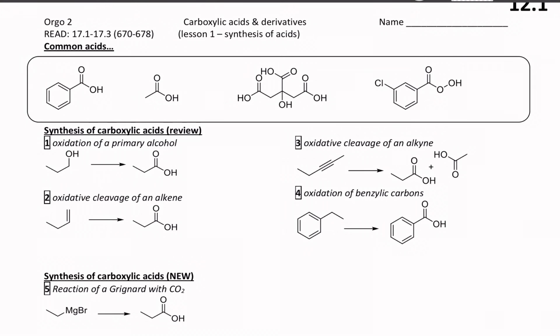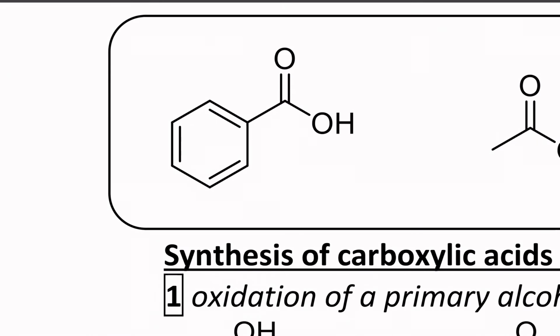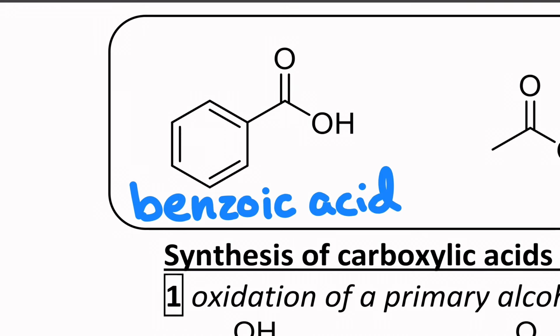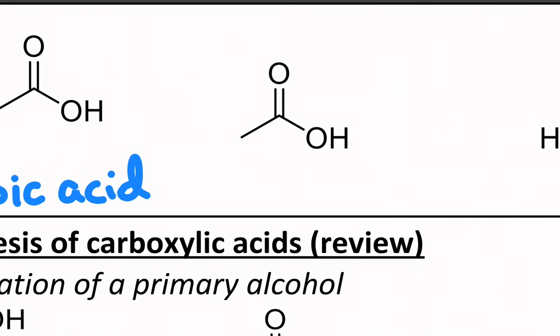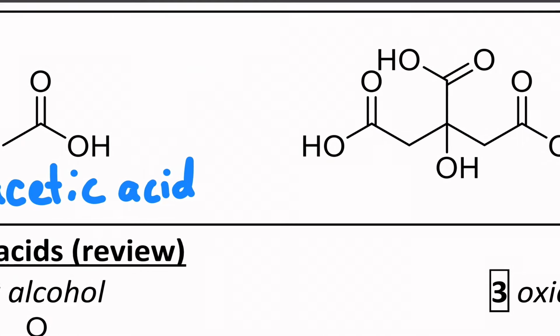Hey there, chemists. In this video, we're going to look at how we make carboxylic acids. I'm going to start us off with just some common carboxylic acids on your notes. This is benzoic acid, when you have a carboxylic acid attached to a benzene. The main component of vinegar is acetic acid. Actually, the main component of vinegar is water, but there's 5% acetic acid in vinegar.